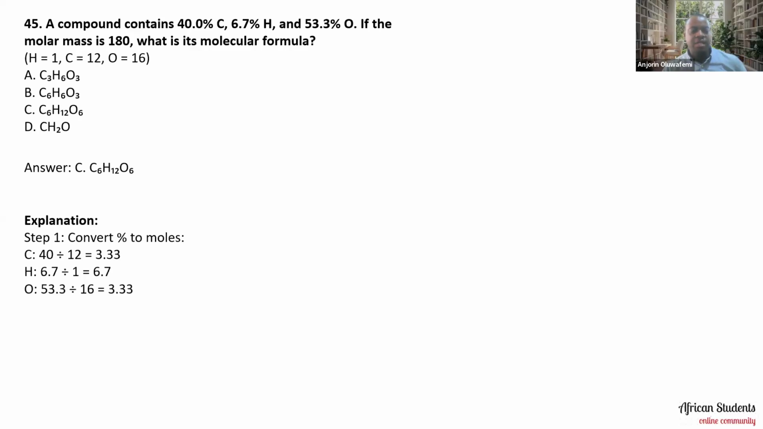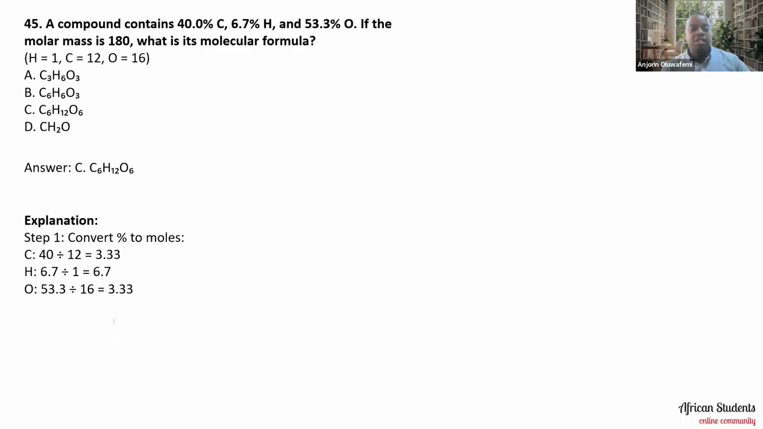And how did we arrive at that? Step one, convert percentage to moles. So 40% divided by 12 will give us 3.33. Okay, 6.7% for hydrogen divided by 1 will give us 6.7, then 53.3 divided by 16 for oxygen will give us 3.3.